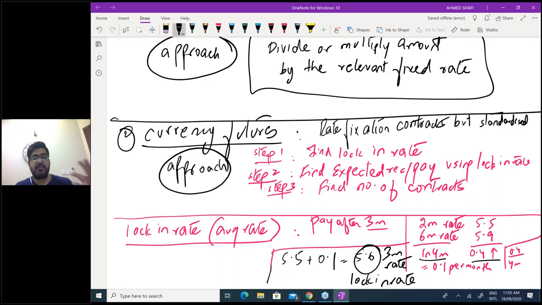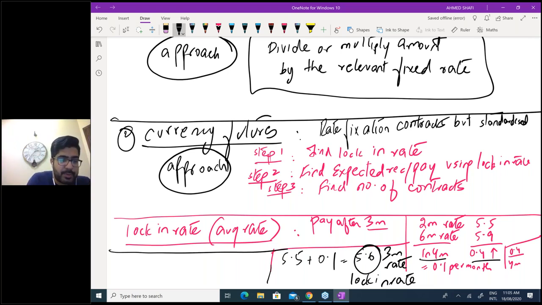You just need to apply the averaging strategy: the 2-month rate is 5.5, the 6-month rate is 5.9. It's increasing by 0.4. In how many months? 4 months. So per month it's 0.4 over 4, 0.1 per month rising trend. So you took the 2-month rate, went for a 3-month rate, increasing by 0.1 per month, added, 5.6 is the 3-month rate. One more example.